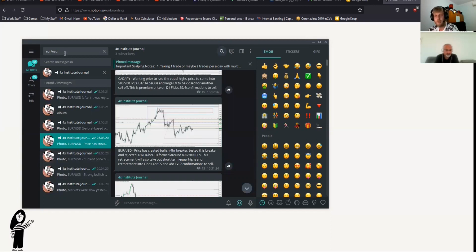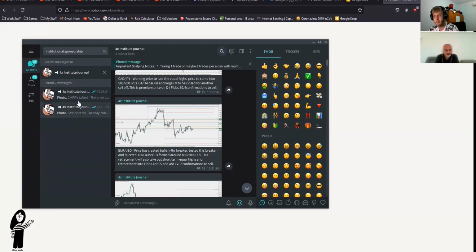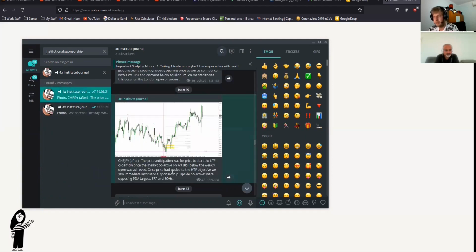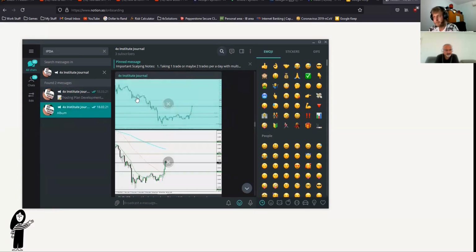This is a nice feature to have, obviously, that I can search a particular term, something like institutional sponsorship, maybe. And maybe I wrote somewhere in a trade, here we go, I saw immediate institutional sponsorship, or for example, IPTA. Maybe I took a trade, something I did with IPTA over here.